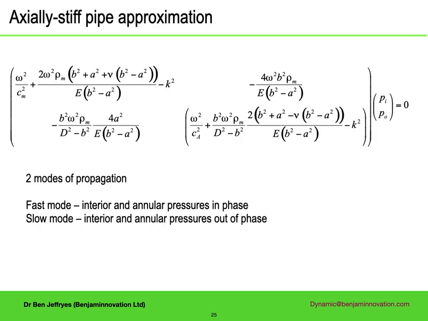Having done so, this results in the following pair of equations, which have 2 solutions. For the faster of the 2 solutions, the 2 pressures, inner and annular, are in phase. For the slower solution, they are out of phase. Let's look at what the solutions look like for different situations.